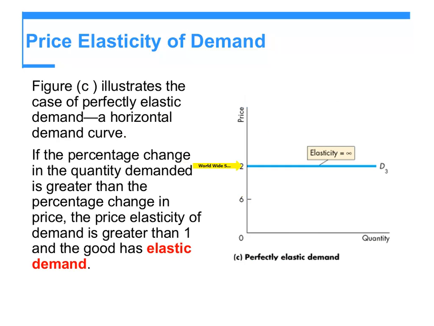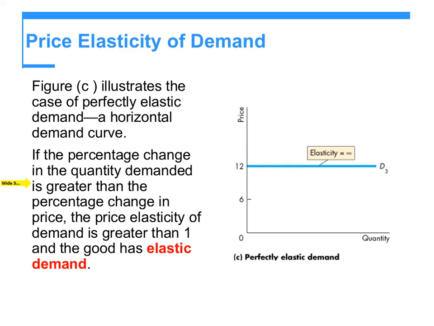And it's completely horizontal. Okay, it's exactly vice versa of that case, but it's horizontal. Here it means at just $12, whatever it is, for the price of that good, you have demand. And higher and lower, you don't have any demand. So this is what we call perfectly elastic demand. But again, this is not a common thing. So if the percentage change in quantity demanded is greater than the percentage change in price, the price elasticity of demand is greater than one, and the good has elastic demand.